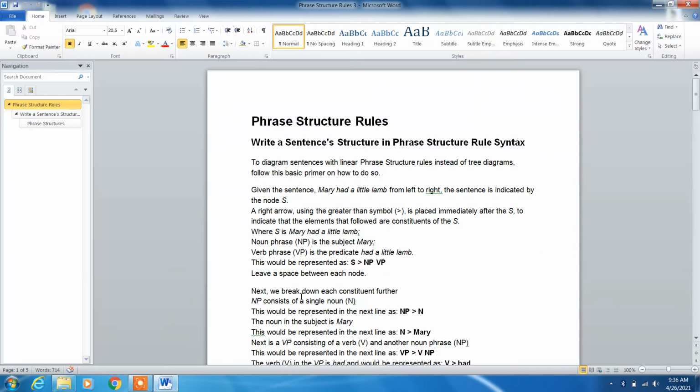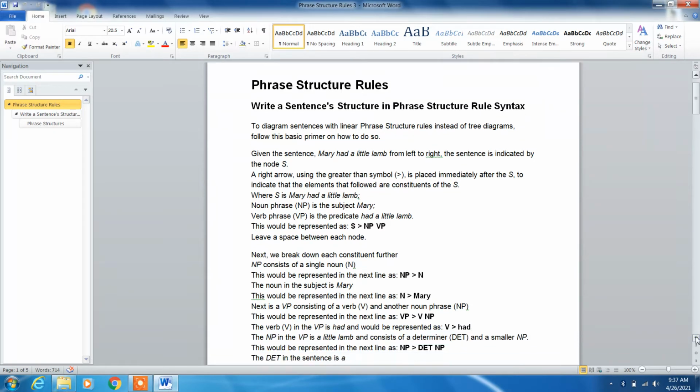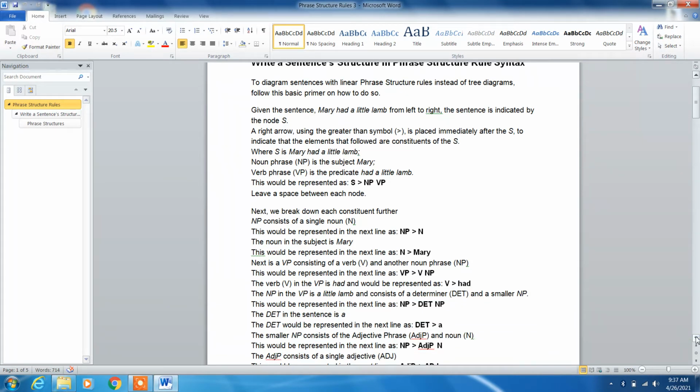So we have to break down each constituent further. NP consists of a single noun, so we said NP → N. N means noun, NP means noun phrase. This would be represented in the next line as NP → N. Clear? Every phrase is bigger than a single word. Like I told you, VP → V. So this is just like mathematics.